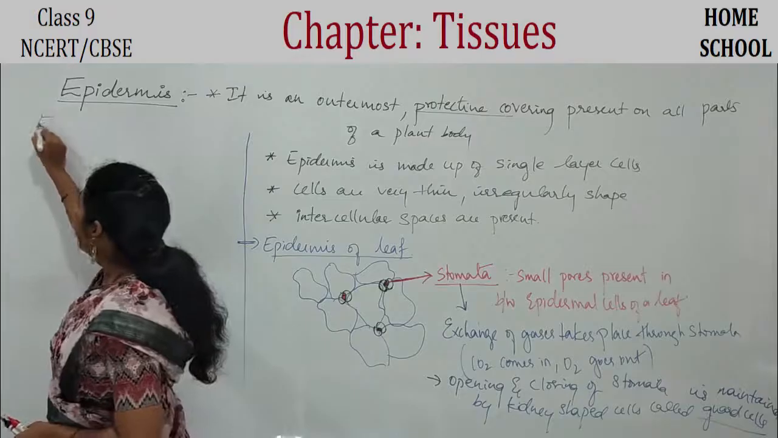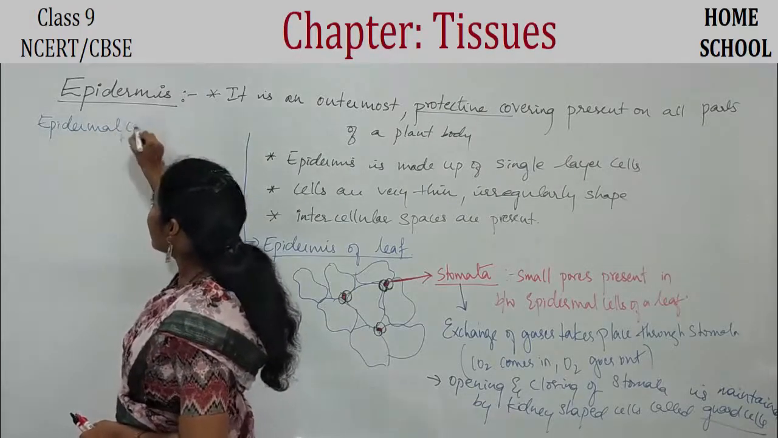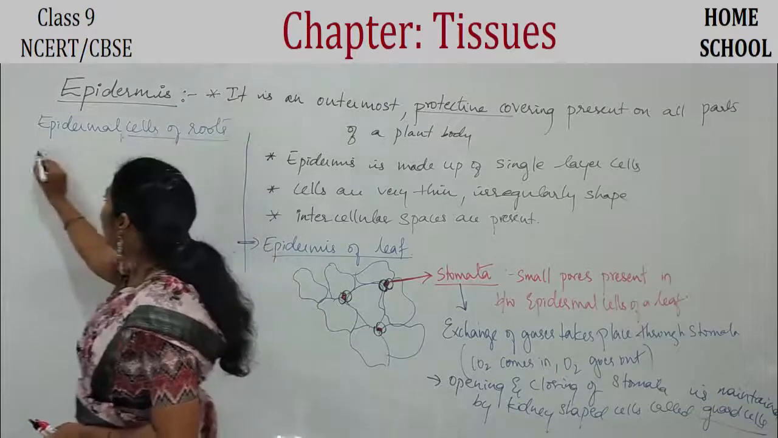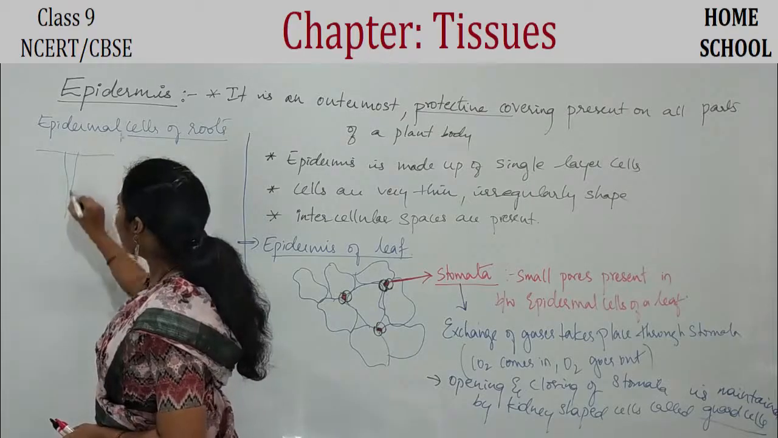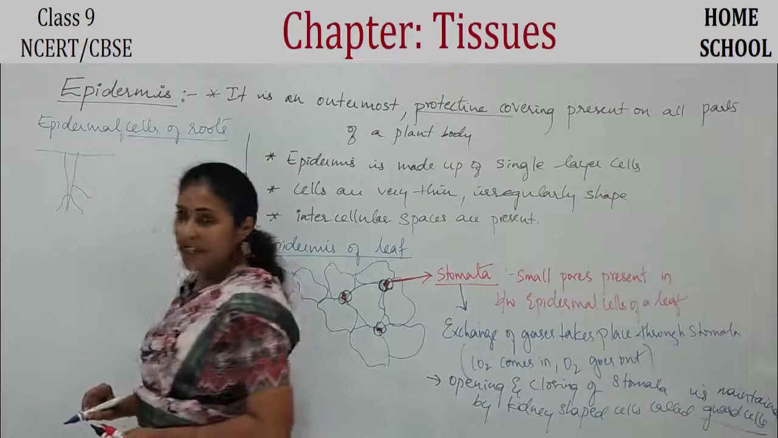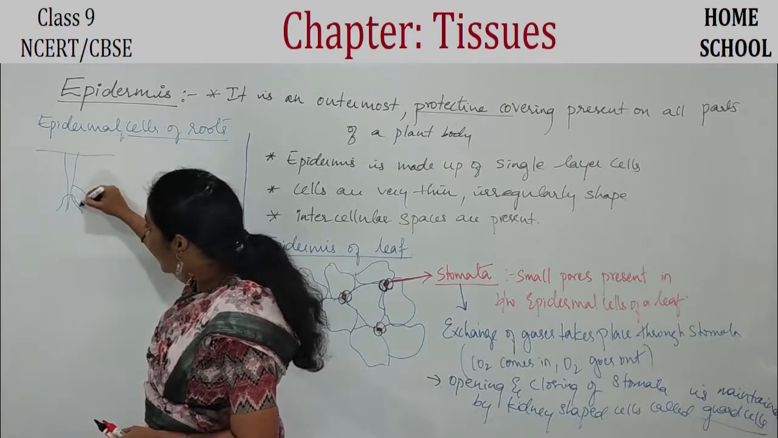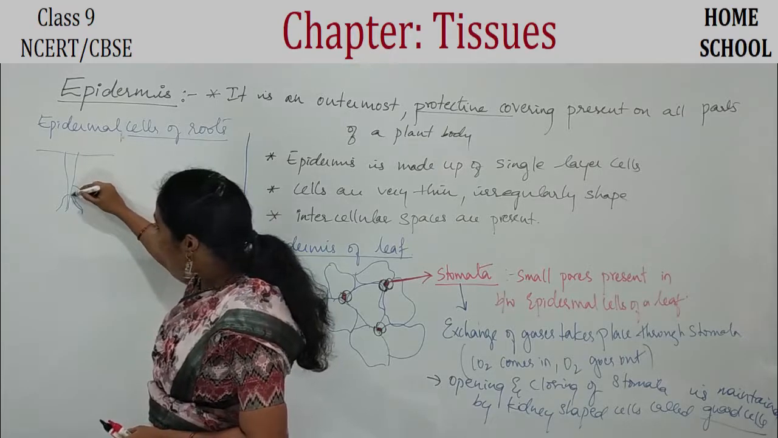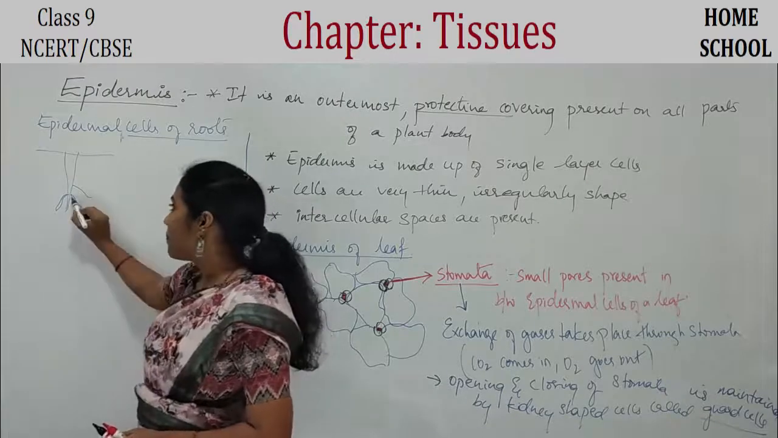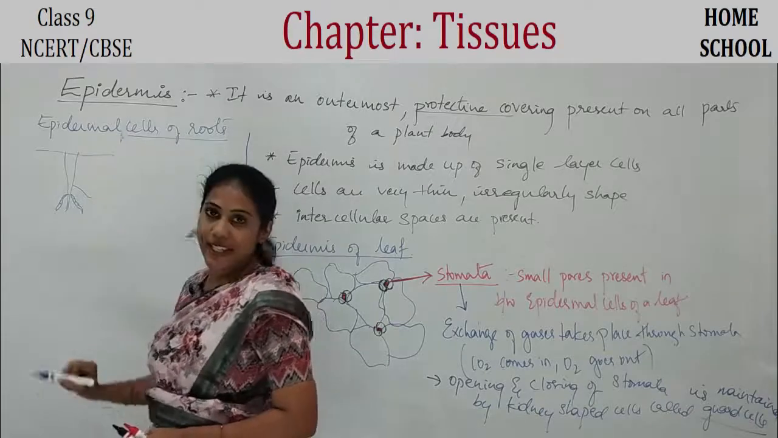And now let us go for the epidermis of a root. See, let us discuss epidermal cells of roots. Okay. So we all know how the root is present. Imagine this is a root and root will have root hair. So small root hairs would be there. And this root hair will contain a cell, guys. Okay, the root hair may contain a single cell or it may contain 2 to 3 cells.